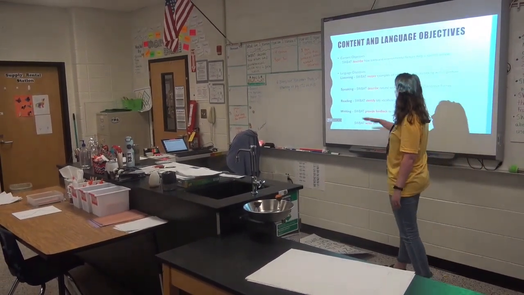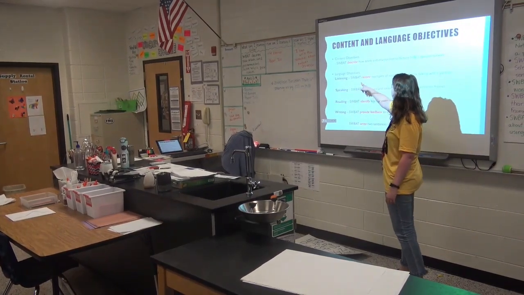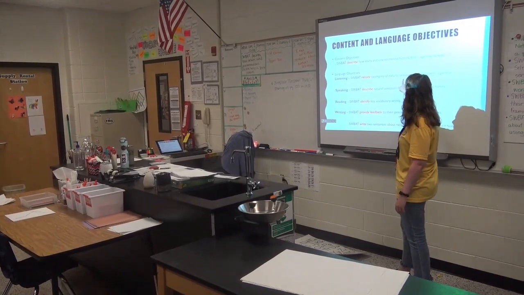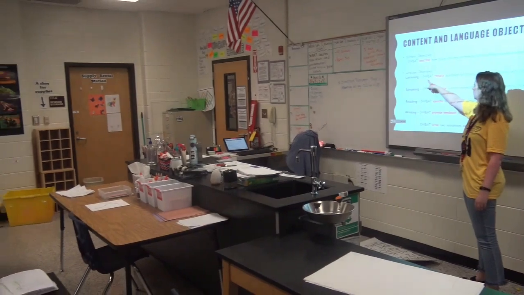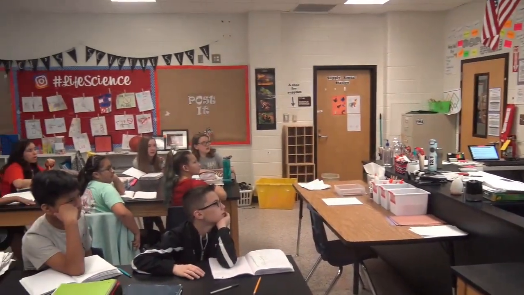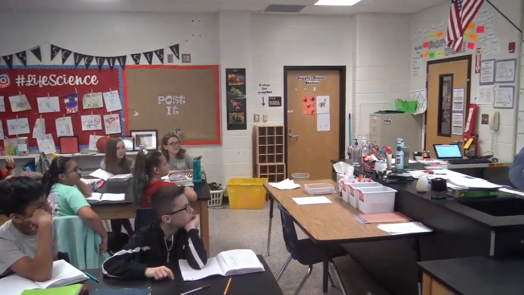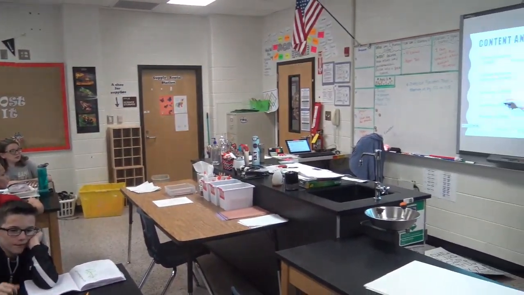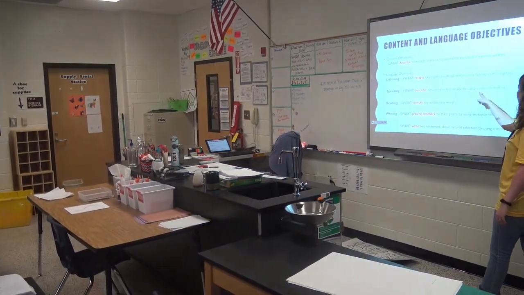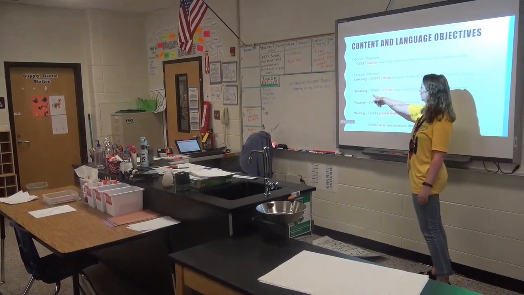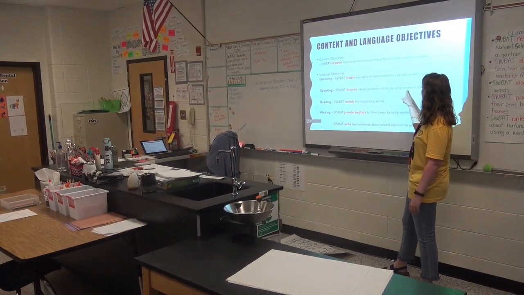Perfect. For our language objectives, we're going to be listening, speaking, reading, and writing today. Students will be able to restate examples of natural selection by talking with a partner. Repeat after me. Students will be able to restate examples of natural selection by talking with a partner. Perfect. For speaking, we're going to be describing natural selection. Students will be able to describe natural selection orally by using sentence frames. Repeat. Students will be able to describe natural selection orally by using sentence frames.